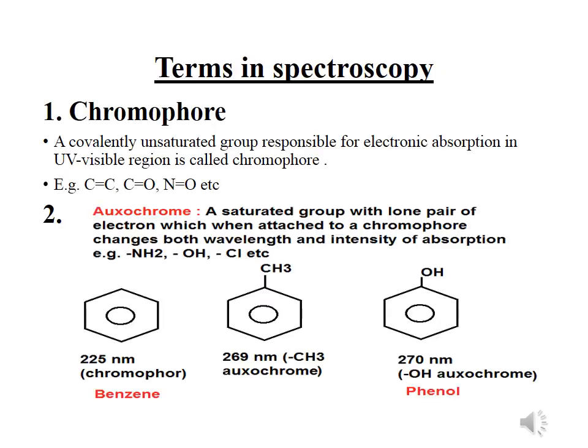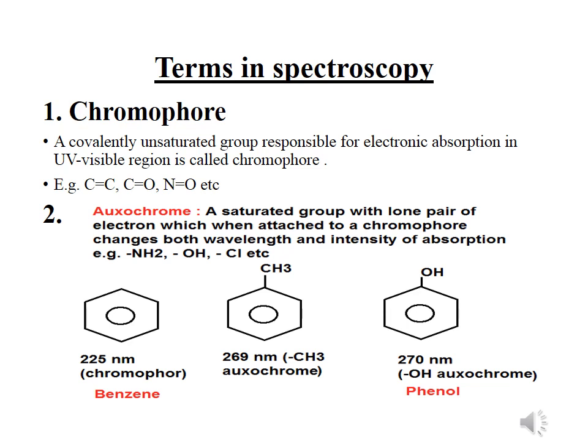There are a few important terminologies which are used in UV visible spectrophotometry. The first term is chromophores. Chromophores are covalent unsaturated groups which are responsible for the electronic absorption in the UV visible region. As you can see in the example, these are the functional groups which contain a double bond.